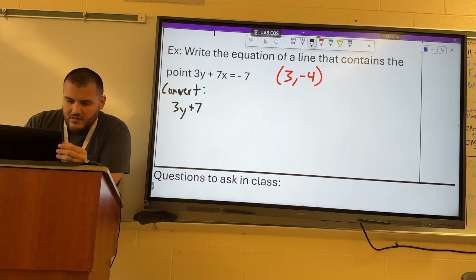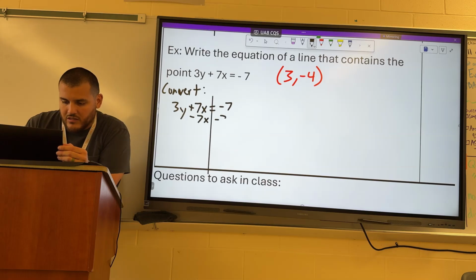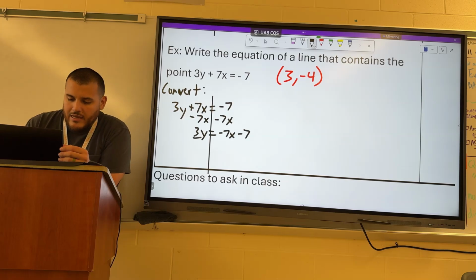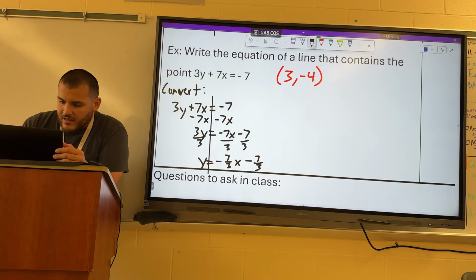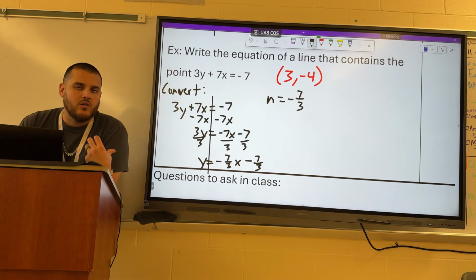So we have 3y plus 7x equals -7. Remember, the idea here is to solve for y. Get y alone on the left side of the equal sign. So I'm going to move that 7x by subtracting 7x from both sides. That leaves me with the 3y on the left equal to -7x minus 7. And I can get y alone now by dividing everything by 3. And so I get y on the left equal to -7/3 x minus 7/3.